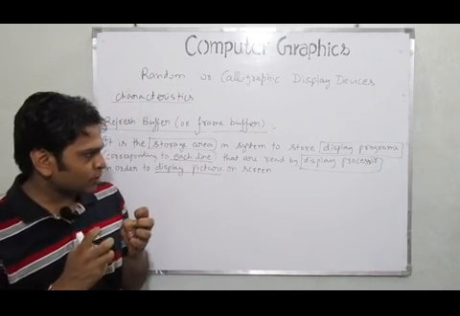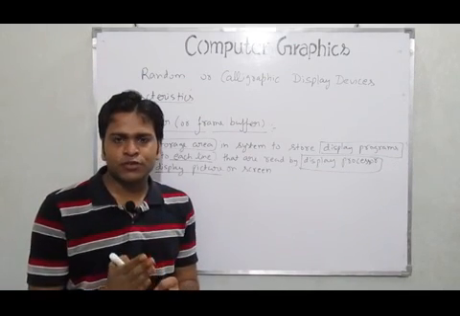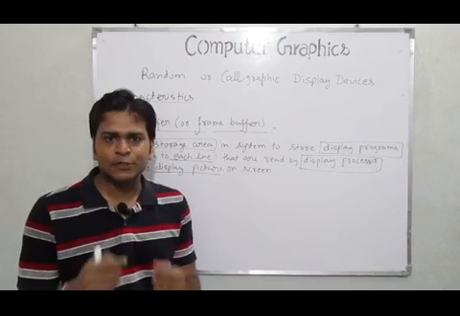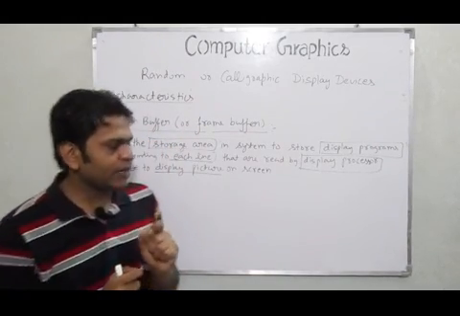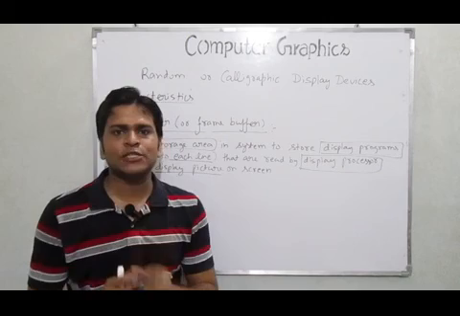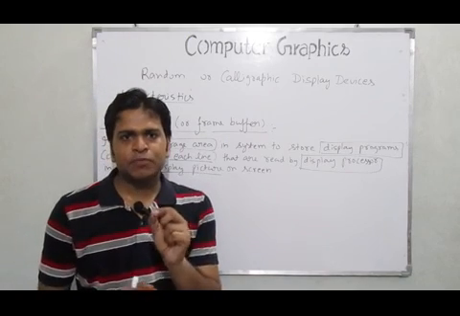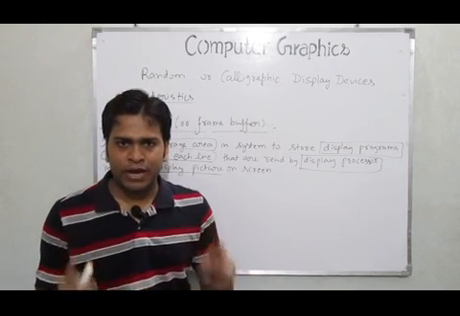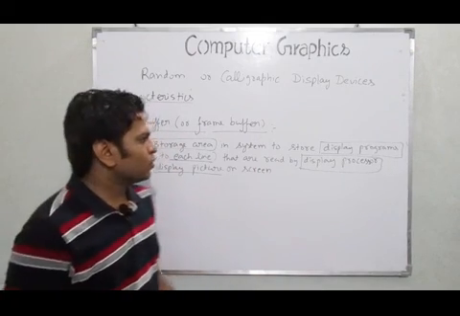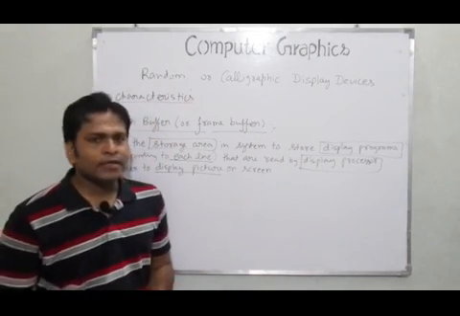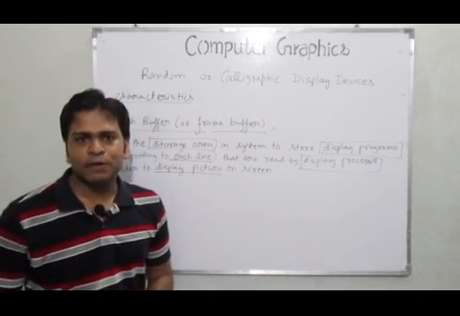So the programs which correspond to the drawing of each line are stored in this refresh or frame buffer, which are going to be read by a device that is known as the display processor. That display processor reads the program and draws the picture on the screen. So that is the idea about calligraphic or random display devices.